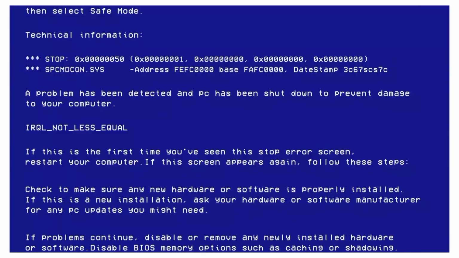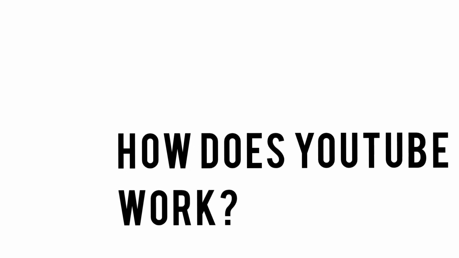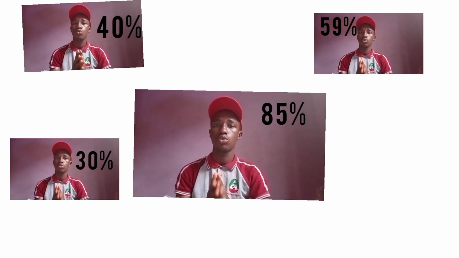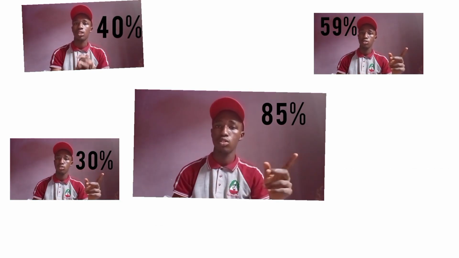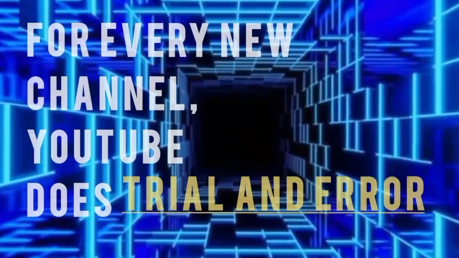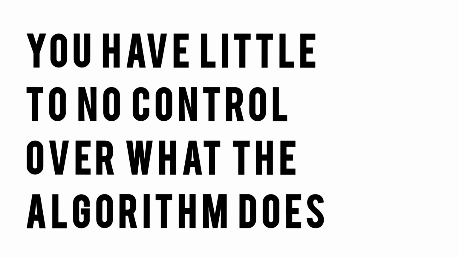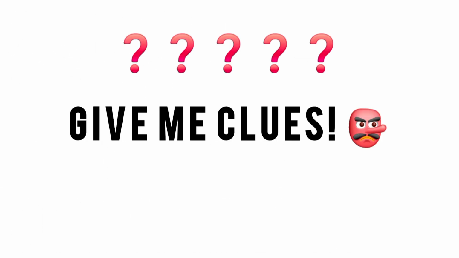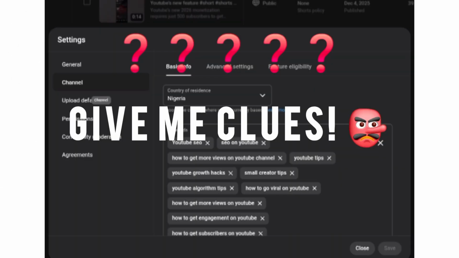YouTube is an algorithm, and for you to be successful on YouTube, you need to understand how the algorithm works. YouTube gives an invisible score to every one of your videos, which determines how aggressively the YouTube algorithm is going to push that to people's feeds. The first thing the algorithm does is try to gather data about your channel, and the only way it knows how to do that for every new video or new channel is the trial and error method. In this trial and error method, you have little to no control over what the algorithm does. You only give the algorithm clues about your video and your channel through optimization.